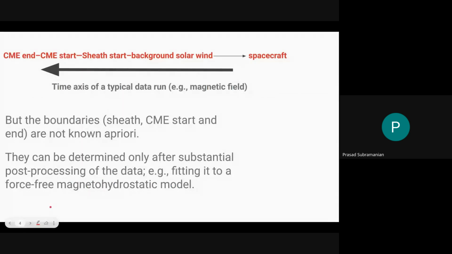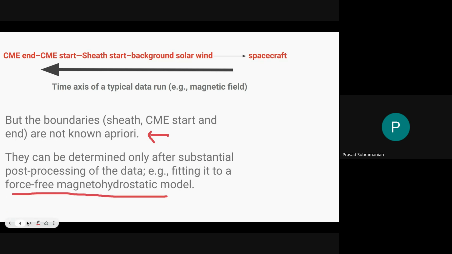Trouble is, this is just a cartoon, and it is what we think the structure looks like. But the crucial thing to remember is that the boundaries of the starting of the sheath, the starting of the CME, the ending of the CME, and so on, are not known a priori. These can be determined only after substantial post-processing on the data. For instance, taking this time series data and fitting it to a force-free magnetohydrostatic model, or minimum variance techniques. There are lots of ways one can go about it. Again, all of these involve a lot of assumptions.